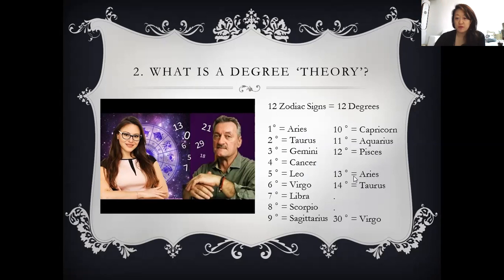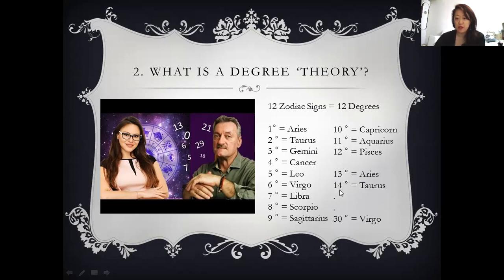So you can see that the 13th degree is going to go back to the first sign, Aries. The 14th degree minus 12 would be 2 degrees, and 2 degrees is Taurus. You just calculate: after 12, you minus 12 from each of the numbers, and then you get the zodiac signs. It's a repeat of these.